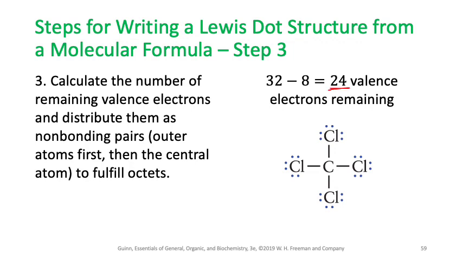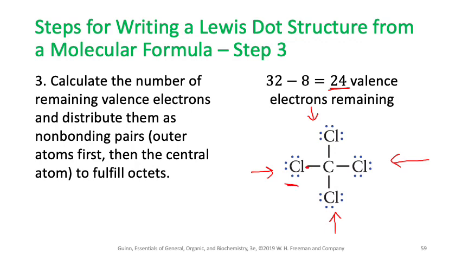Now to use the rest of the valence electrons, always start from the outside element first. Don't start from the center going outward, always start from outward to inward. So you have to fulfill the octet of the outside element first. So let's start with this chlorine.